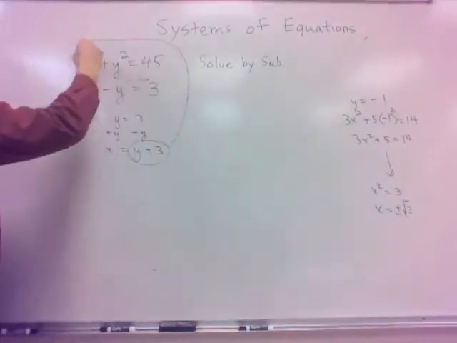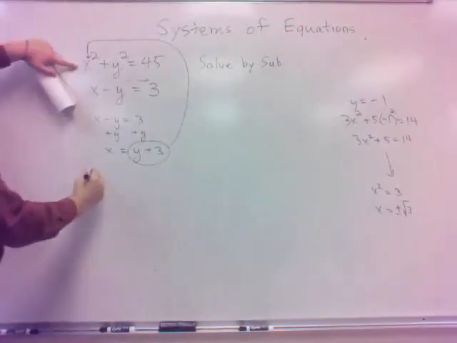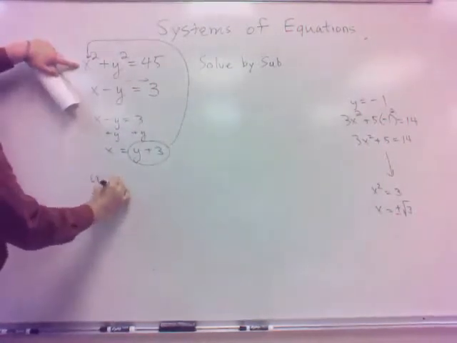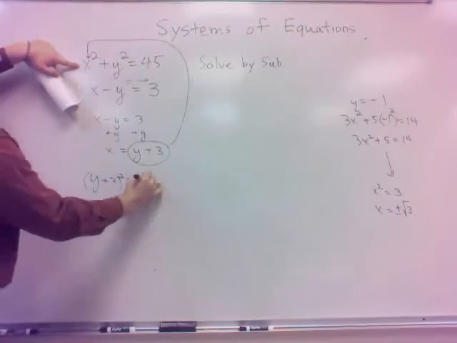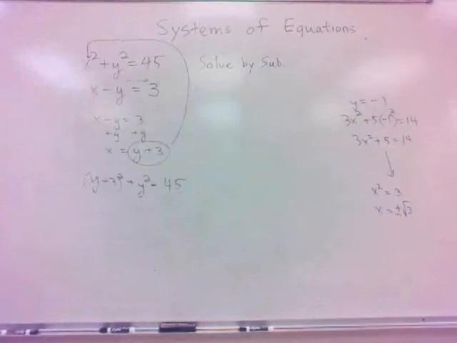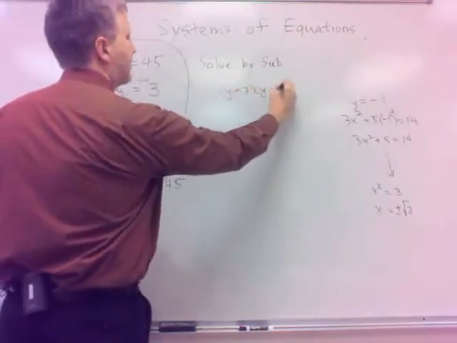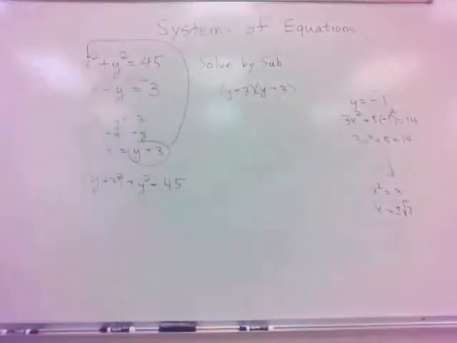All right, so let's do that. So it's y plus 3, but I got to square it, plus y squared equals 45. What do I do with that? Well, if I have y plus 3 squared, that's not just squaring the y and squaring the 3, is it? Because y plus 3 squared means y plus 3 twice. You got to foil it out. Best way to do it is foil it out.